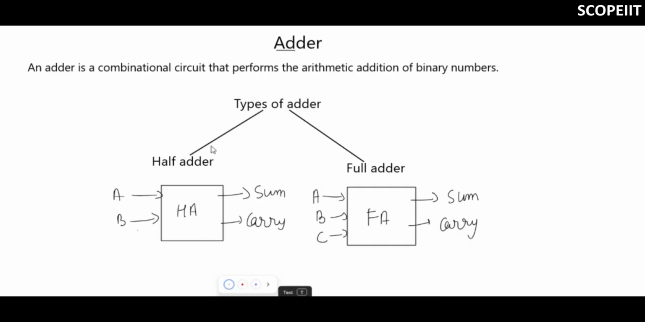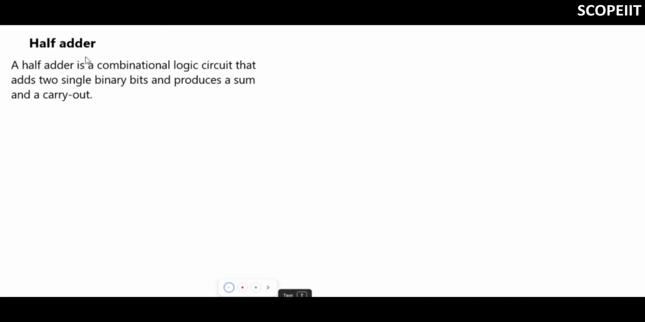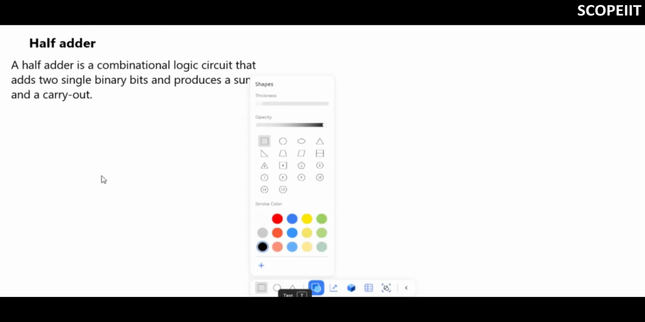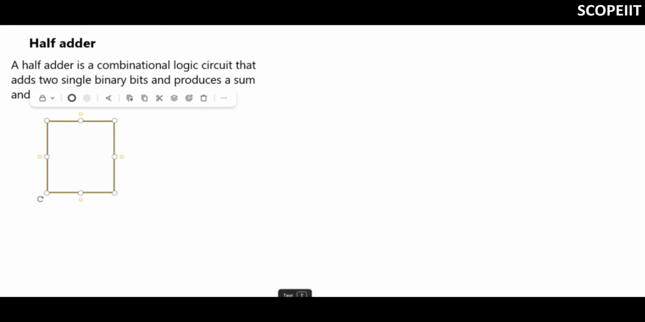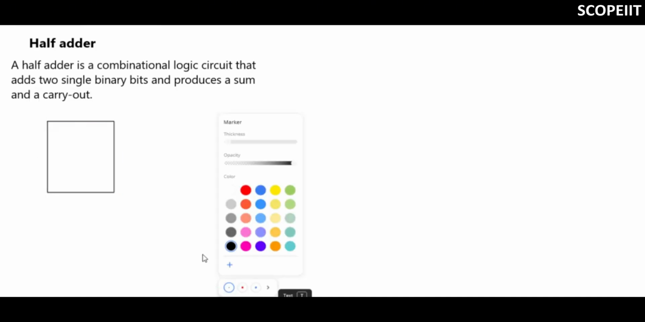We'll understand both of these in detail. Half adder is a combinational logic circuit that adds two single binary bits and produces the sum and carry. As I told you, half adder means it takes two inputs and produces sum and carry as output. First of all, we'll draw the block diagram for the half adder. See, the block diagram of the half adder will be like this.